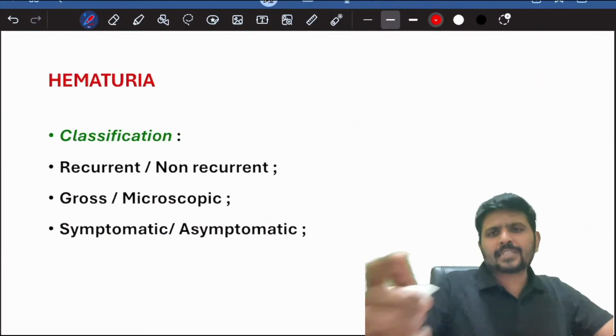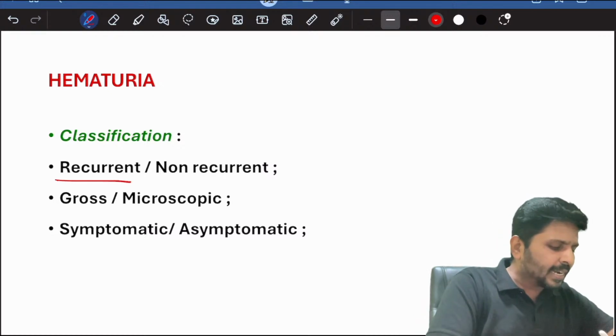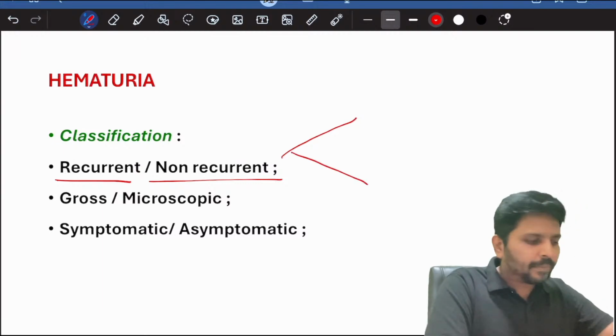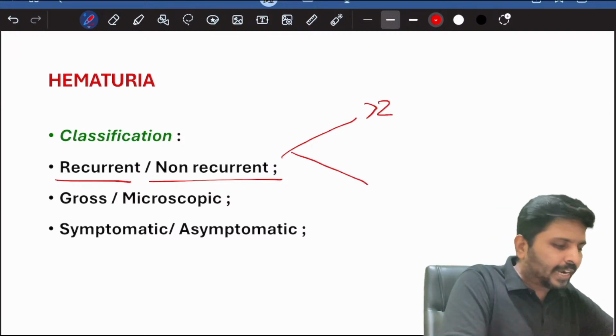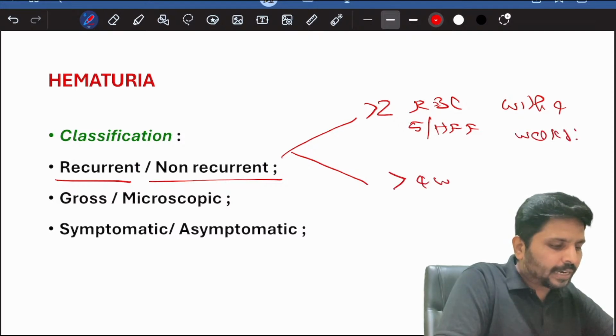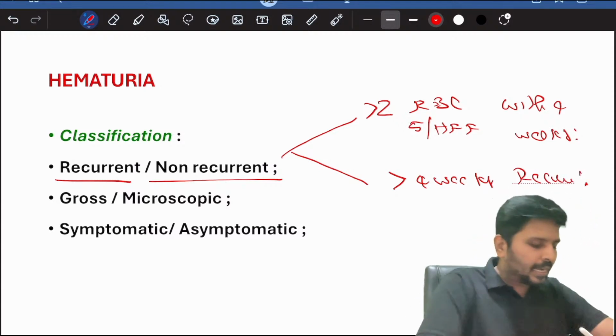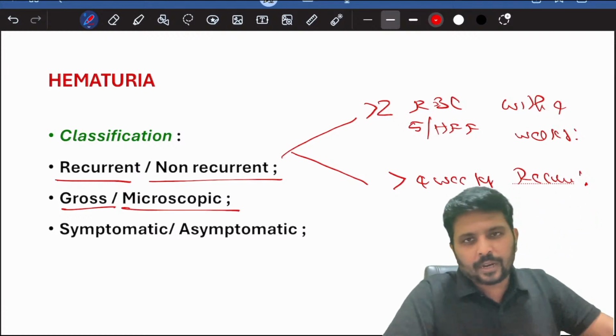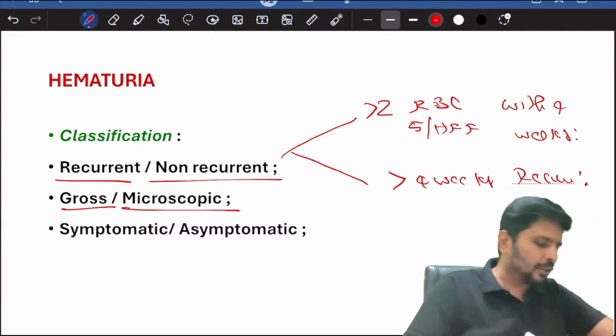So as I told you, it can be recurrent or it can be non-recurrent. Persistent means, what did I tell you? 2 or more occasions of RBCs, that is 5 per high power field, within 4 weeks. If the gap is more than 4 weeks, then it is called recurrent hematuria. Gross hematuria means visible to the naked eye. Microscopic hematuria means visible only in microscopy.